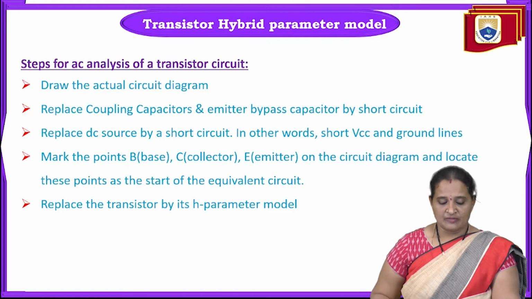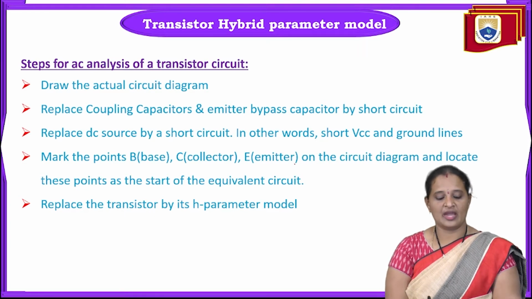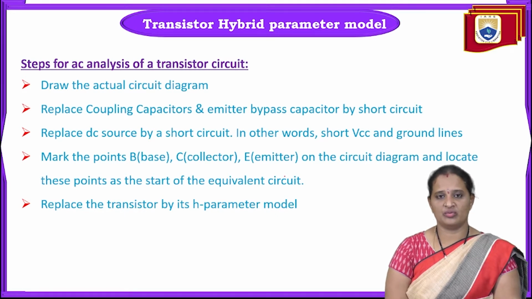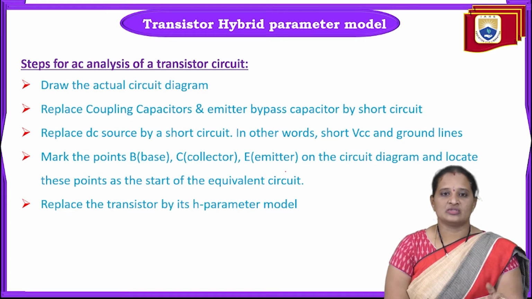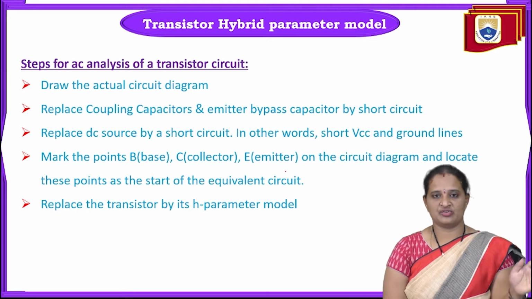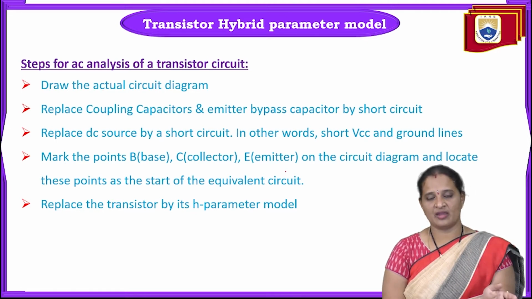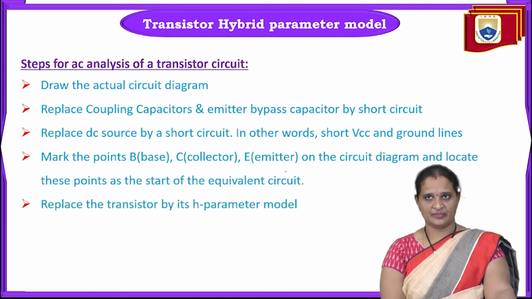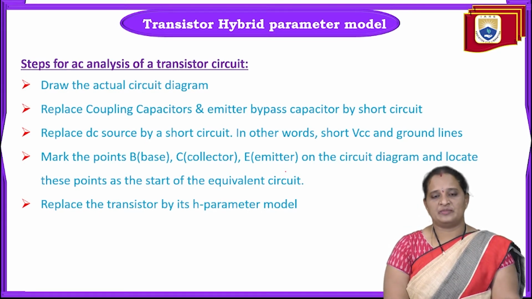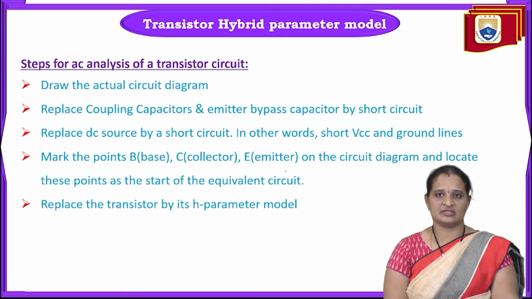So first of all, these are the steps for analyzing any transistor circuit, not only an amplifier, any transistor circuit. If we want to do some AC analysis, this is the procedure. As we are doing the AC analysis and calculating all these parameters of the amplifier, we are doing AC analysis of a transistor circuit. So what are the steps involved in the AC analysis of a transistor circuit?